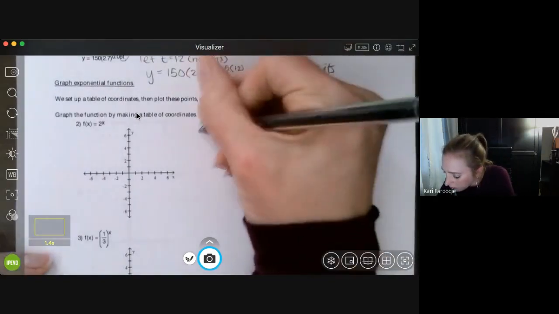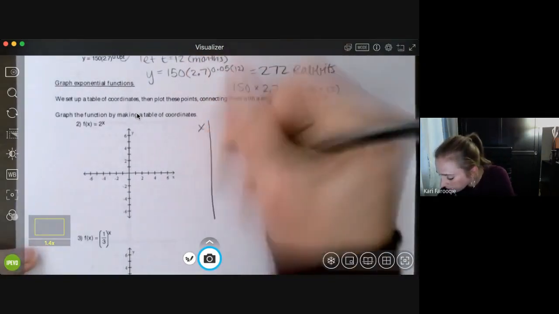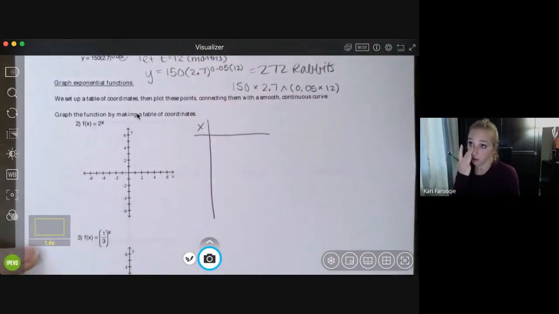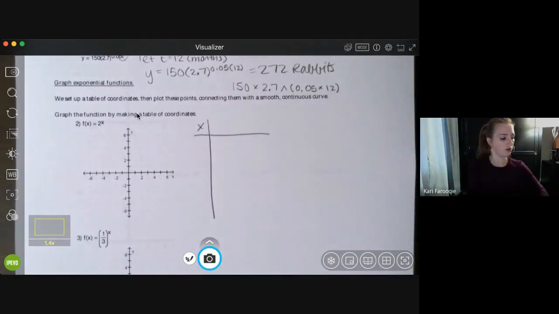First, let's make a table of values the same way that we would when we're graphing any type of function. We're going to pick some values for x, and then we're going to choose some values.